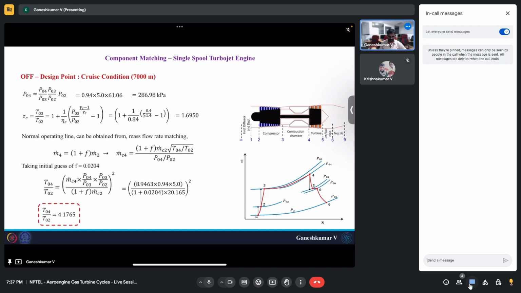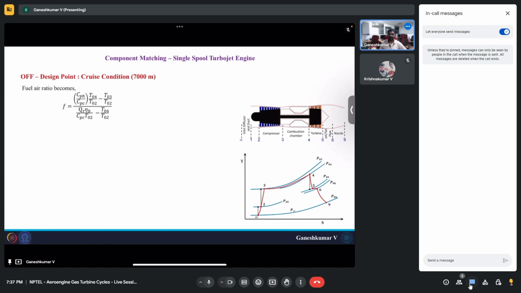Okay. So this is the normal operating line that we are going to operate on. Okay. And the next, as I said, once we know T04 by T02, we should know whether that temperature can be achieved with the fuel air ratio that you assumed before. Okay, so for that you do an energy balance. We already know this fuel air ratio expression, which comes from the energy balance at the combustion chamber.